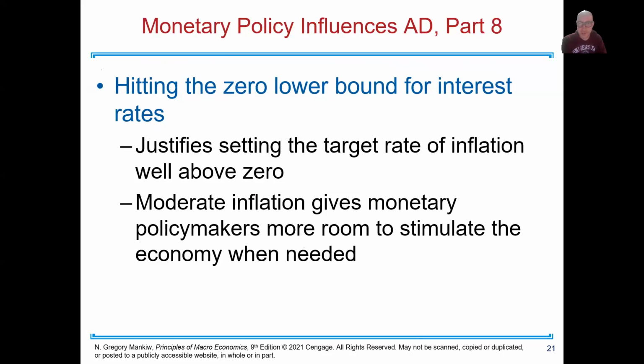When interest rates do reach the lower bound, or hit zero or close to zero, we try to set the interest rate above zero, which raises inflation. Modest inflation, of course, gives monetary policymakers more room to stimulate the economy whenever needed. And we've seen this most recently, during the pandemic, when the federal government tried to stimulate the economy, gave a little bit too much stimulation, which of course led to inflation.